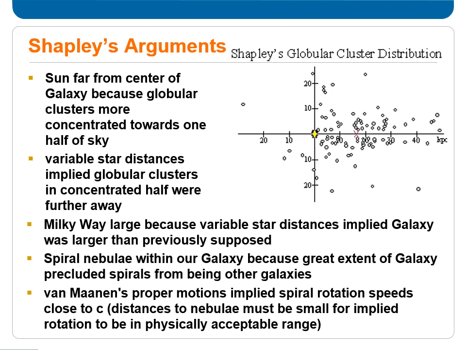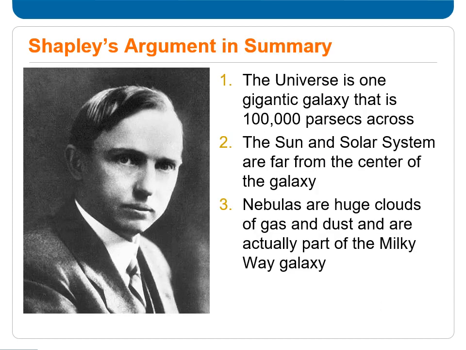He further argued that van Maanen's proper motions implied spiral rotation speeds close to the speed of light. That is, distances to nebulae must be small for the implied rotation to be in a physically acceptable range. In summary, Shapley's research at Mount Wilson Observatory convinced him to argue that the universe is one gigantic galaxy that is 100,000 parsecs across. The Sun and Solar System are far from the center of the galaxy.